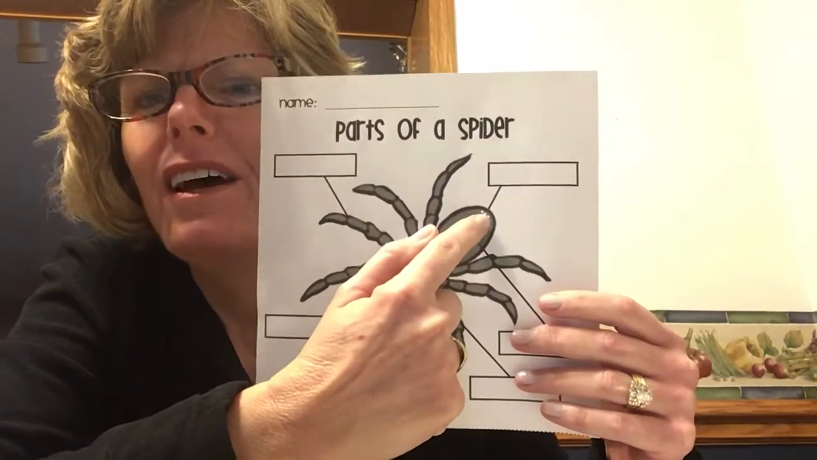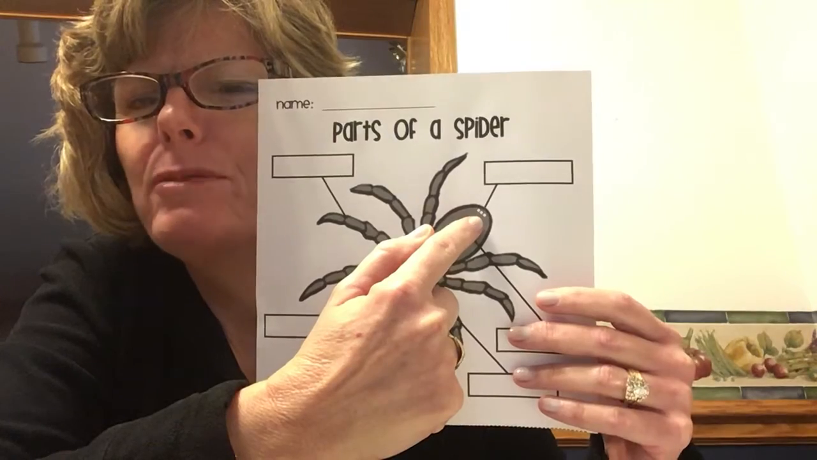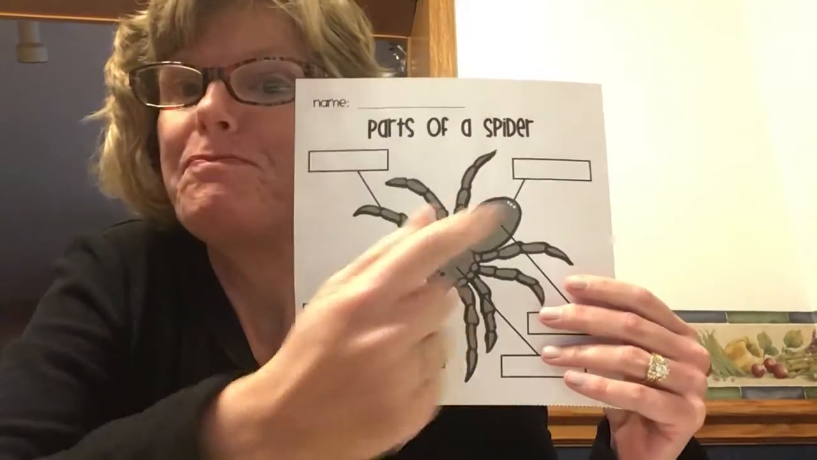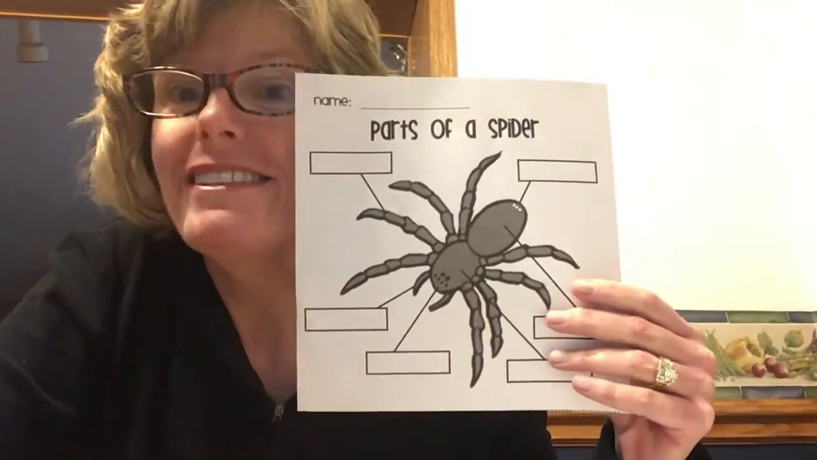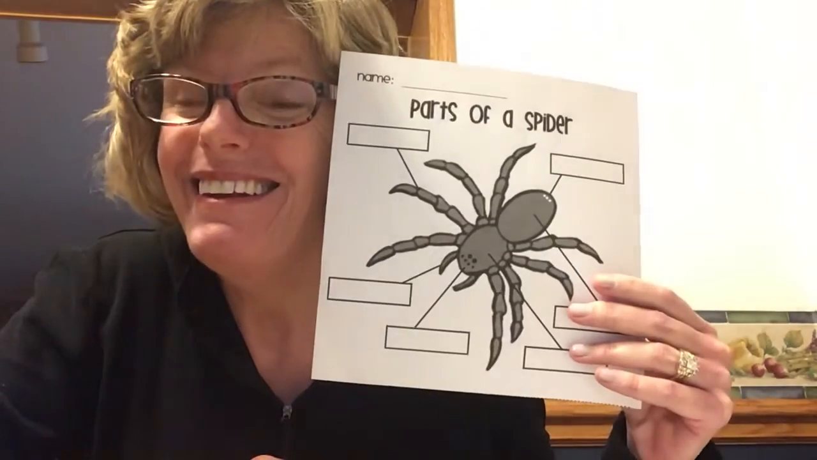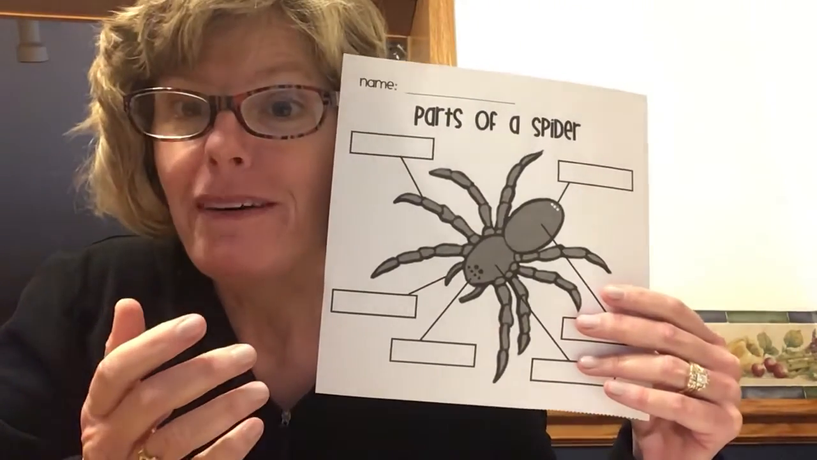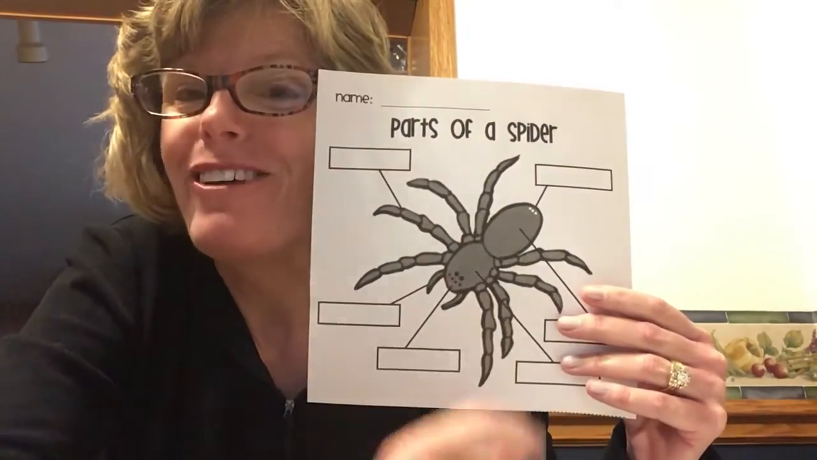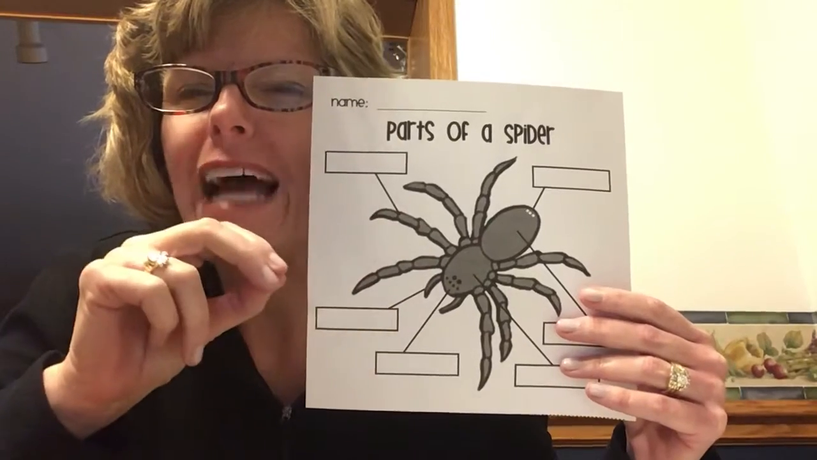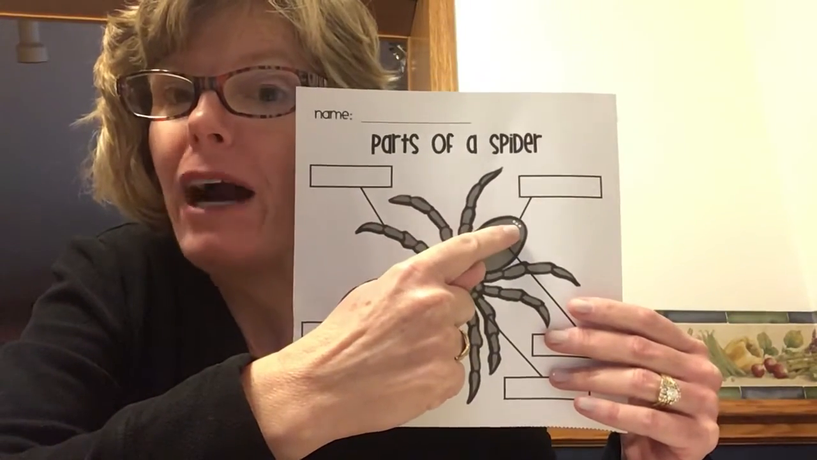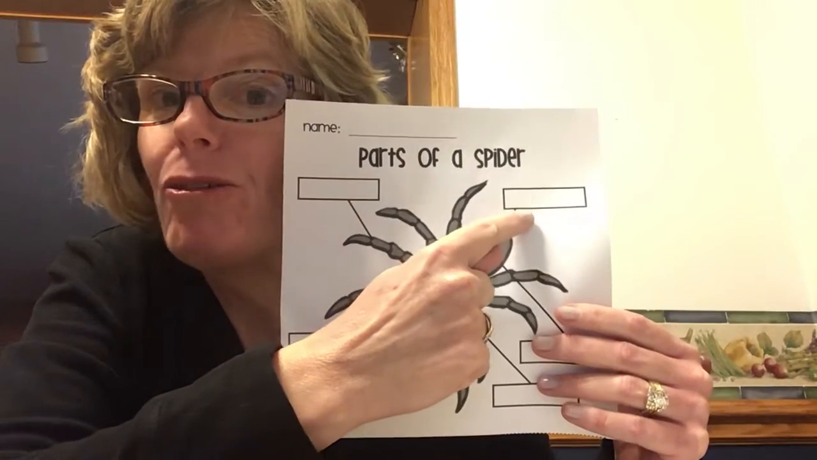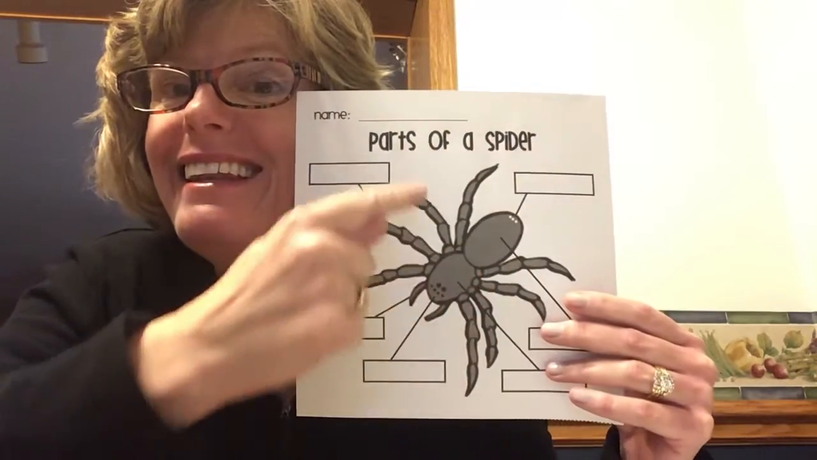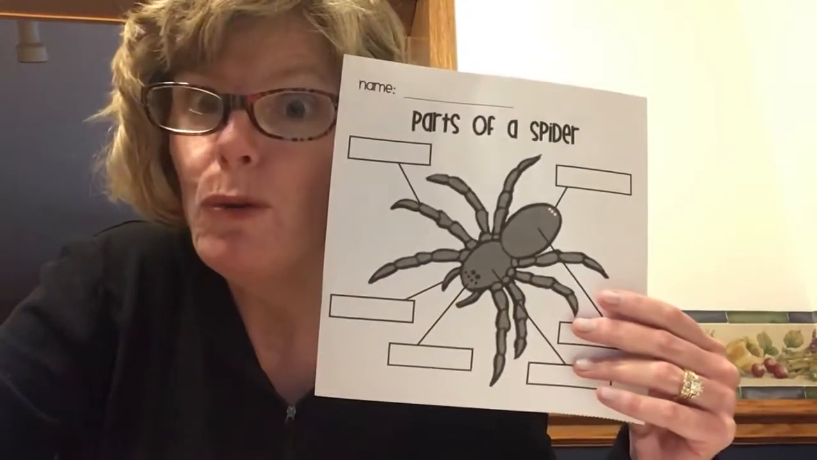Look at this on the back part of the abdomen. Those are called spinnerets. Spinnerets is what a spider uses to spin or make its web. Do you remember what its web was made out of? It was called silk. It's a very fine, very fragile thread that comes out of that part of its body. That's where the silk comes out, and then they walk around and they spin their web to catch their food.